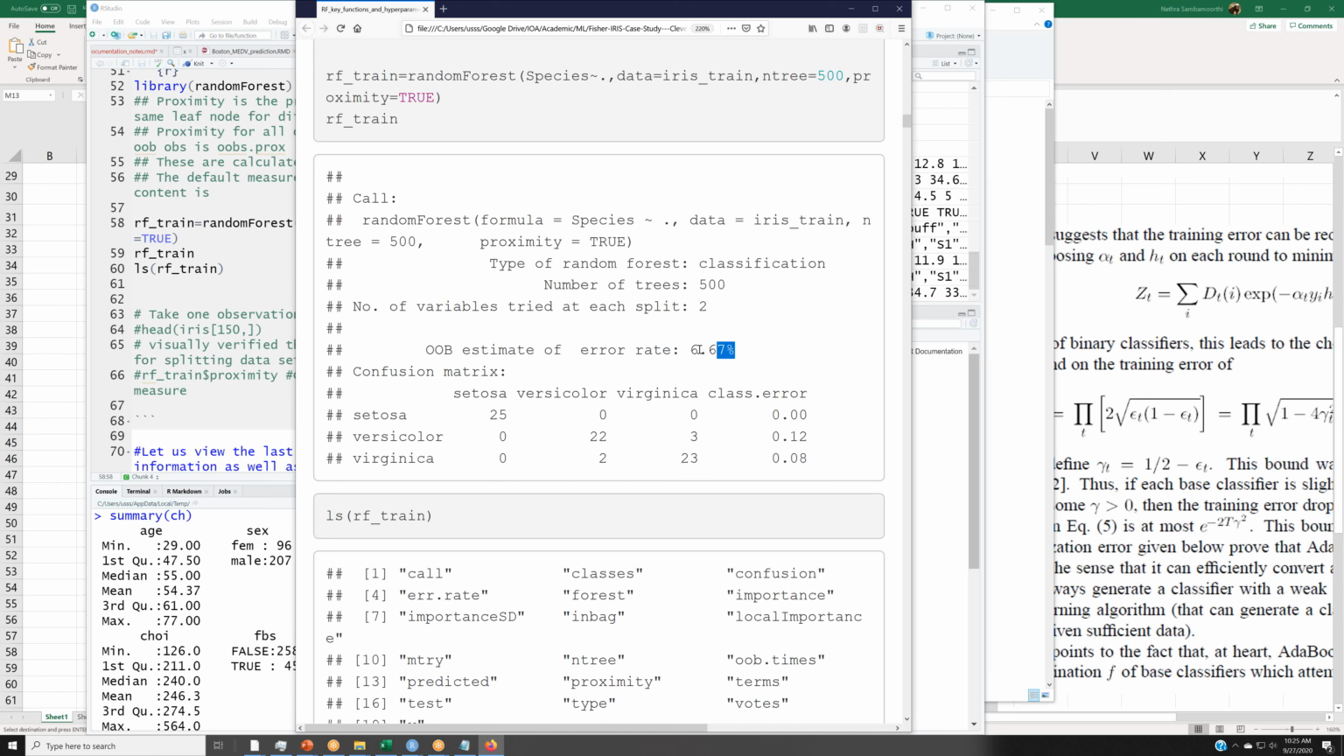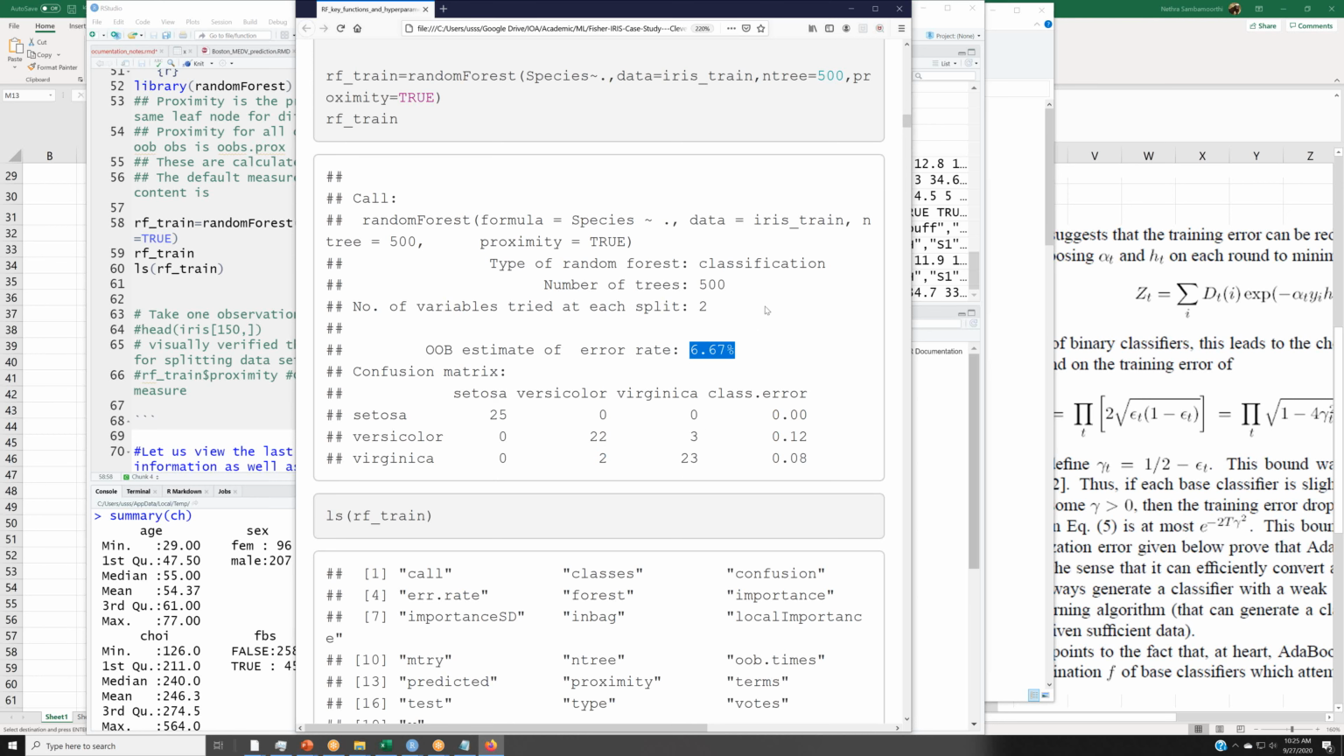This is the OOB error, 6.6. Remember, these validation samples are not used to build the model. Only training is used to build the model, but validation is always separate. So for a sample we take, we build the model and then validate it with the OOB, out of bag sample. I shouldn't say test it, validate it. That is the right word you have to use.